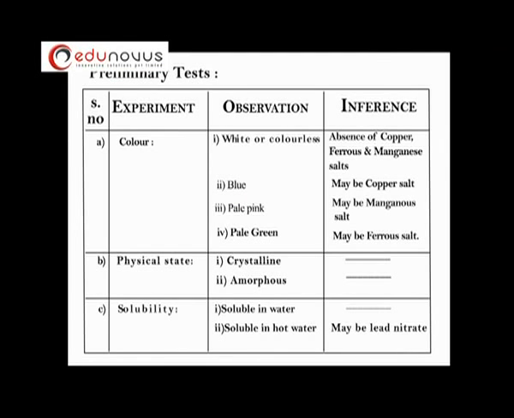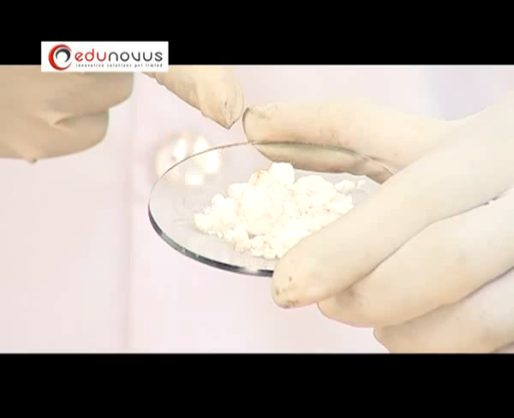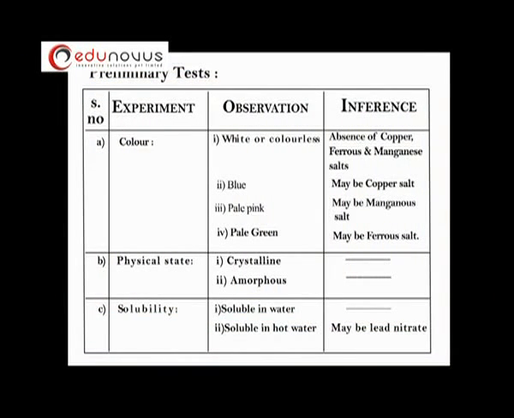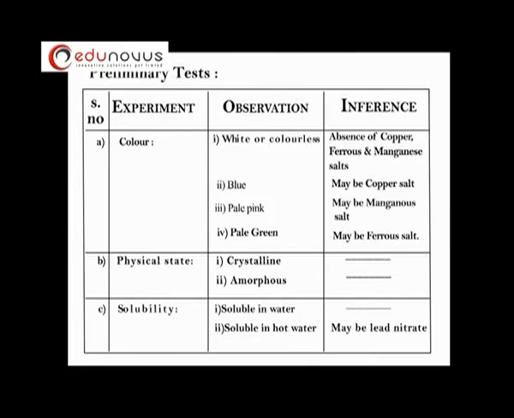Here, we follow the systematic analysis table to identify the given salt. 1. Preliminary examination. A. Color. The color of the given sample is white. Therefore, the inference is copper, ferrous, and manganese cations are absent. Now, the next test is physical state.